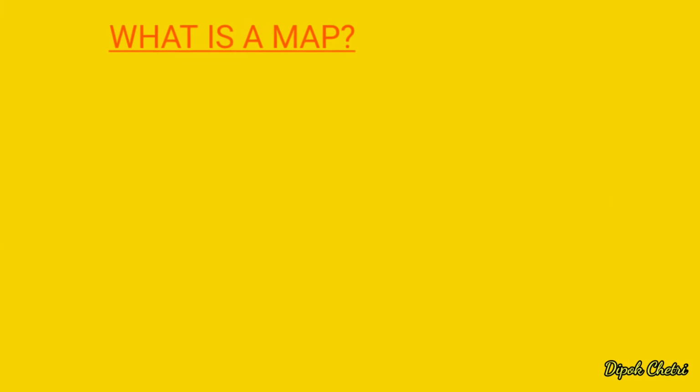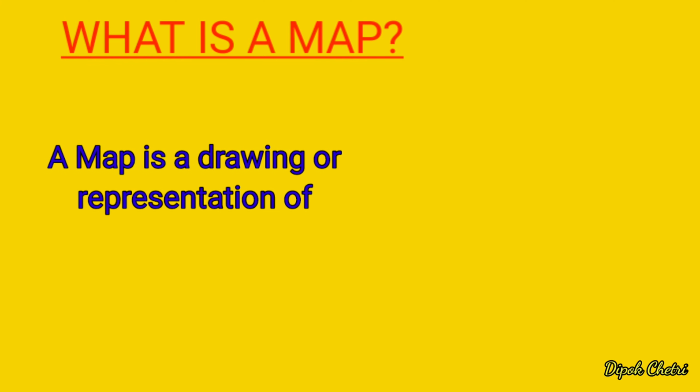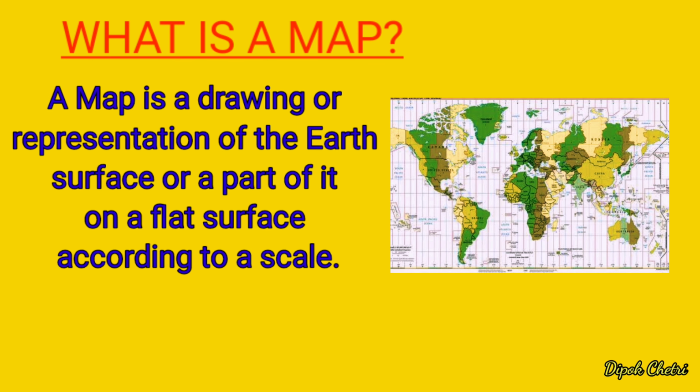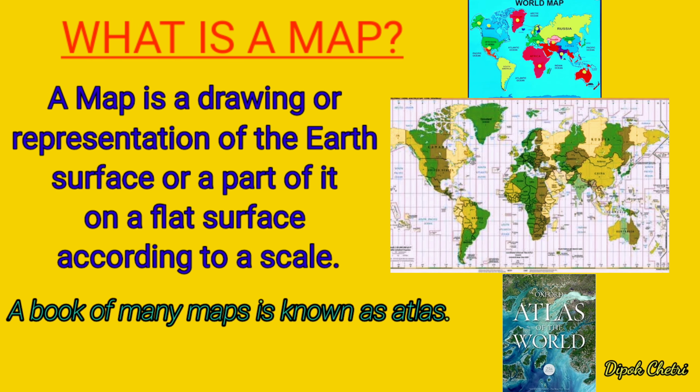Now we have understood that a map is a drawing or representation of the Earth's surface or a part of it, on a flat surface according to a scale. A book of many maps is known as an atlas.